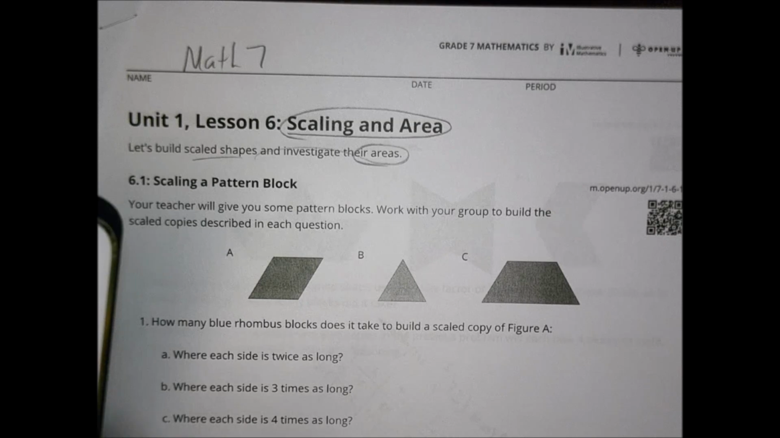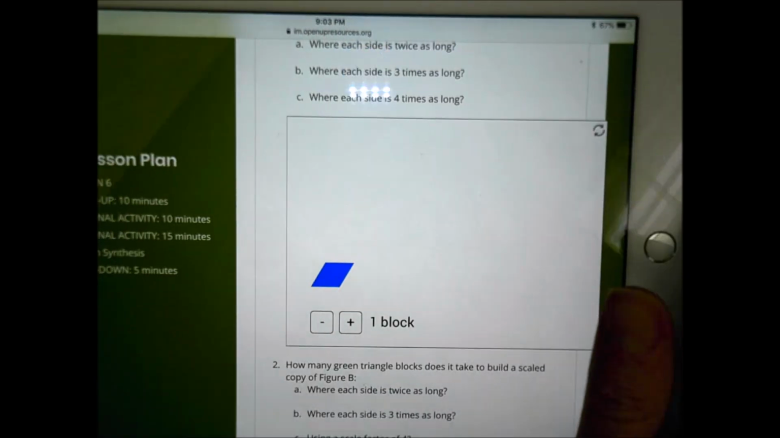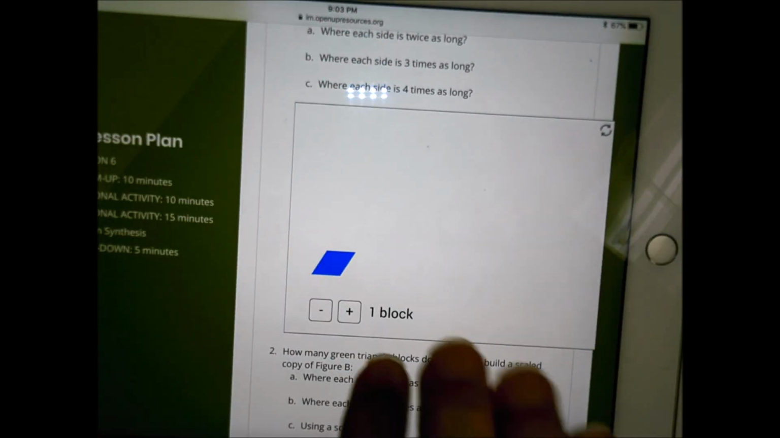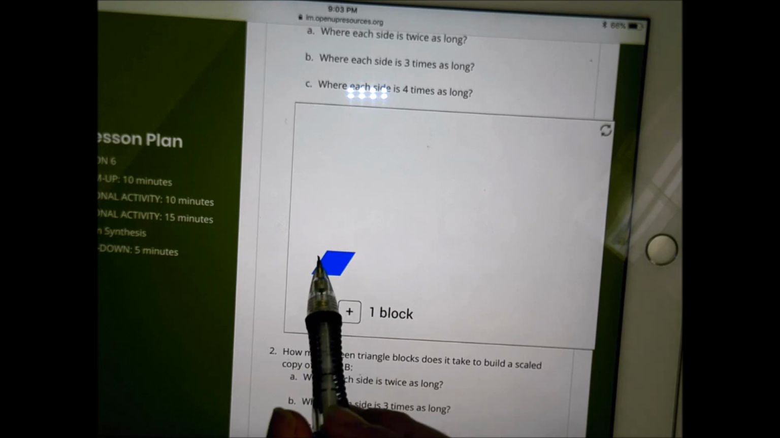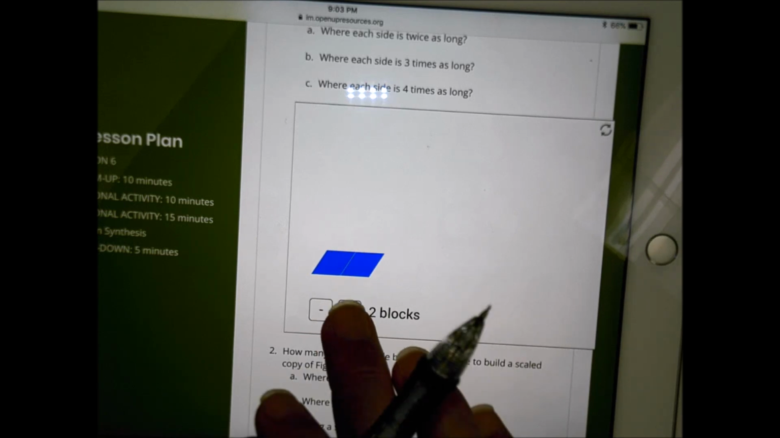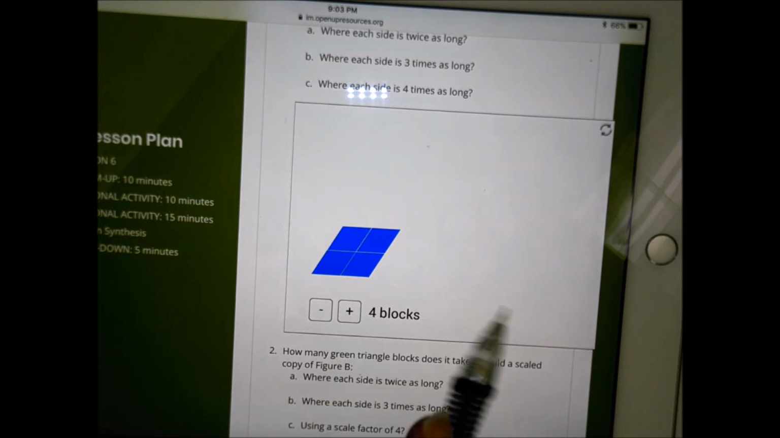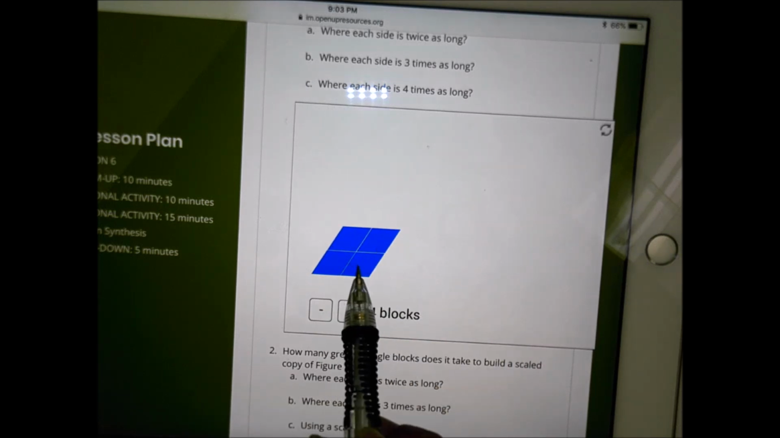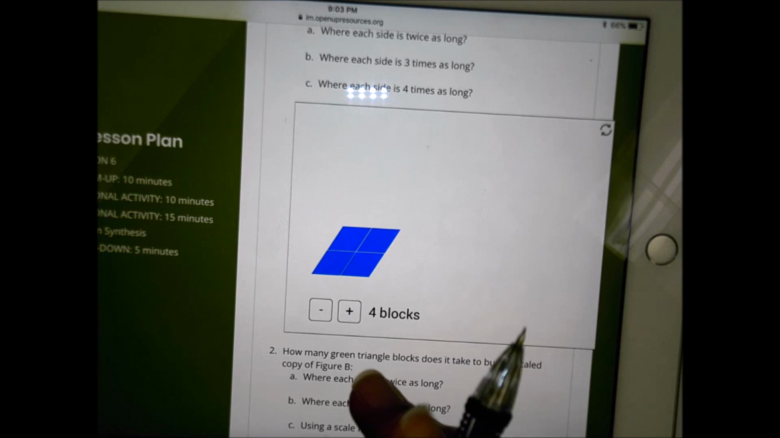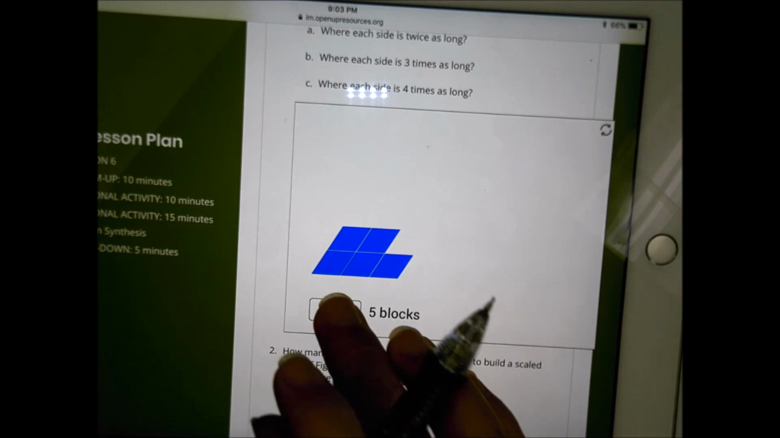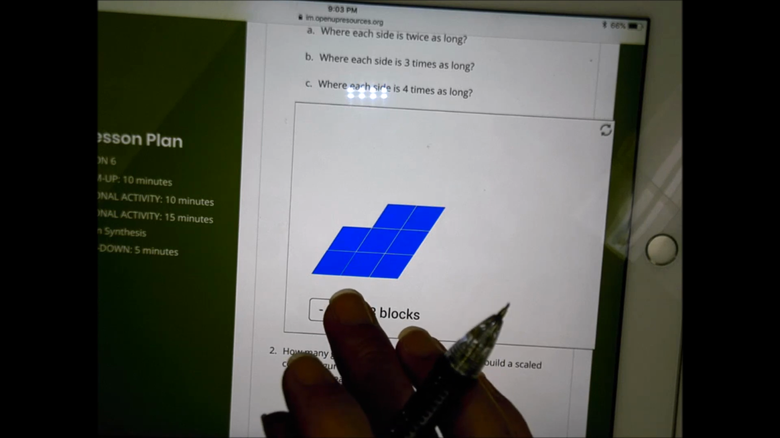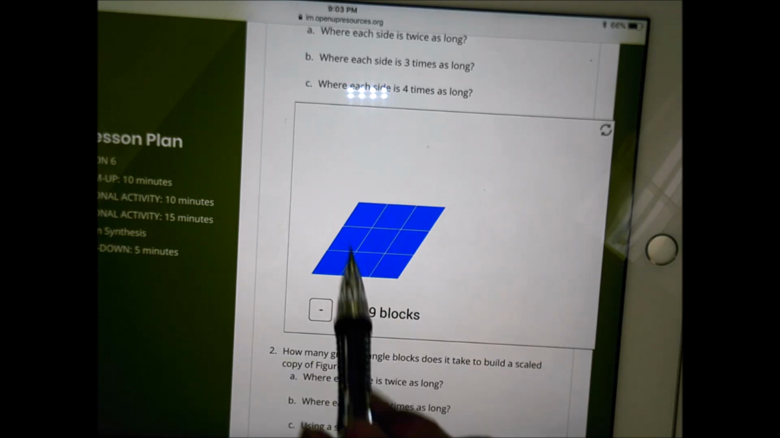We took the rhombus and you said, okay, what's it going to take to make each side twice as long? You might have had a chance to do this with your blocks, where you said, well, if I want it twice as long, I want to double this and double this length. We noticed that to go twice as long, it actually took 4 blocks. If we wanted to go 3 times as long, then we have to add another one and another row up top as well. And so we end up with 9.